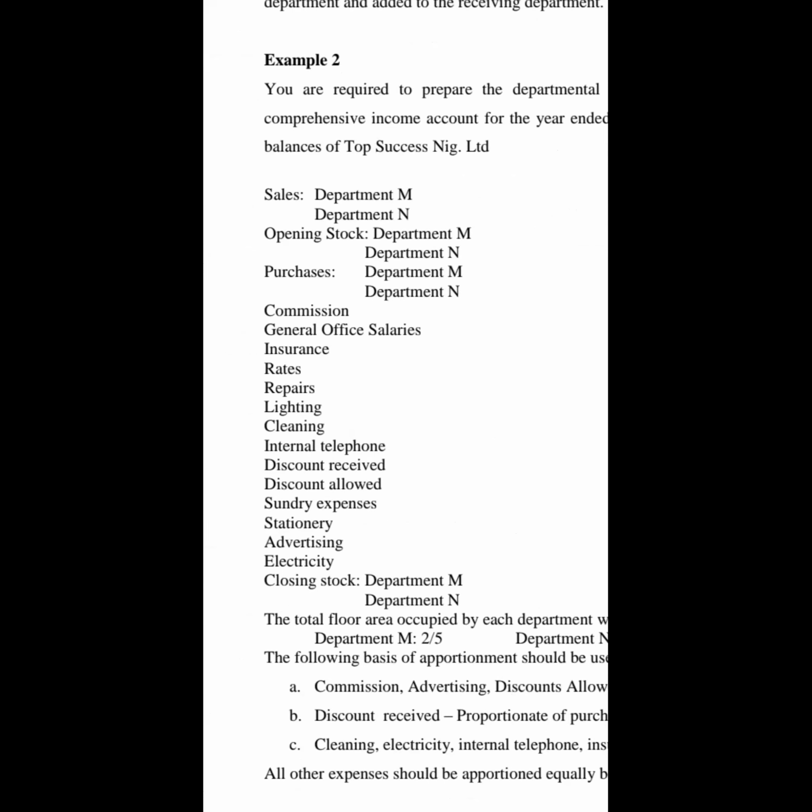We've treated commission, right? Any one we've not treated is the one we'll now be bringing on board, and we'll be apportioning them equally. So have we treated general office salaries? No. So this will be our note 9. General office salaries. So for department M is going to be what? 1/2 times 2,000. What do we get? 1,000. For department N is also going to be 1/2 times 2,000, which is also 1,000. We're done with note 9.